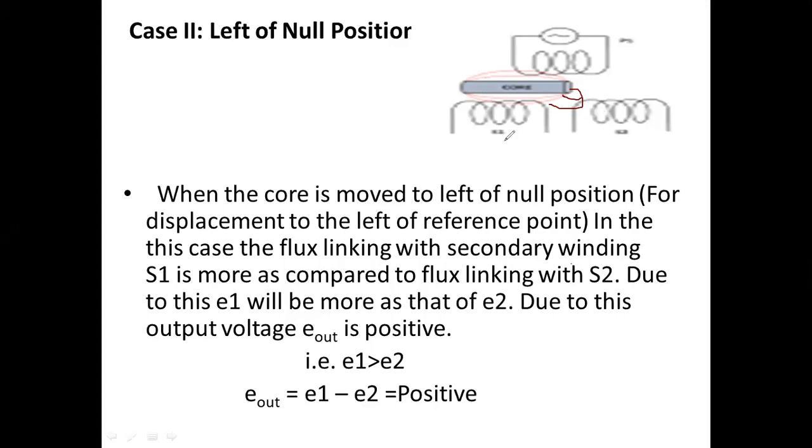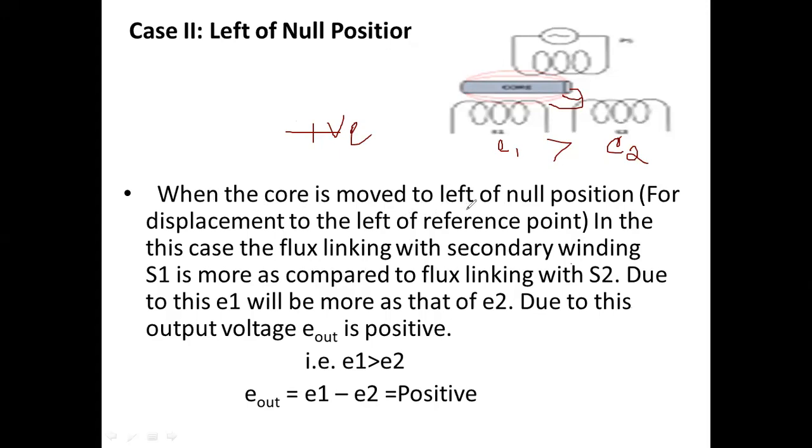So obviously, is the EMF induced E1 greater or E2 greater? E1 is greater than E2. In that situation, will we get the answer as positive or negative? Positive, because the formula is E1 minus E2. So the output will be positive here.